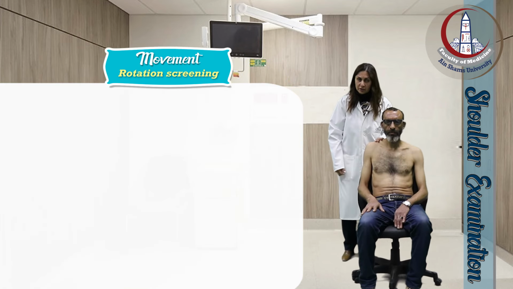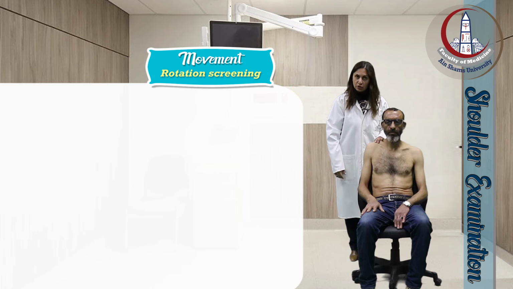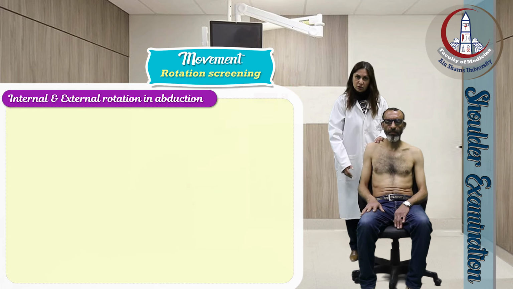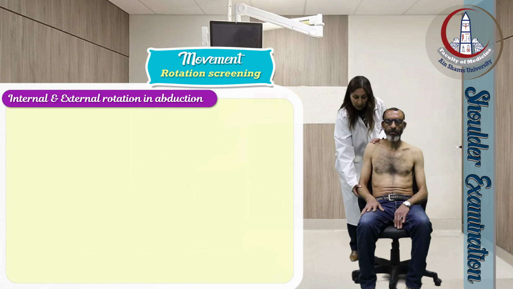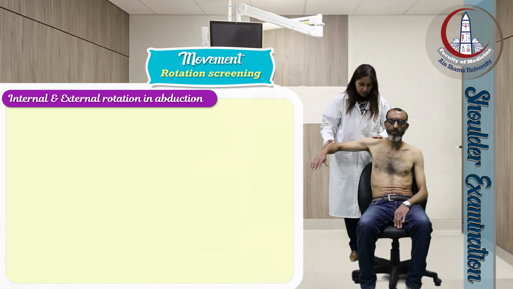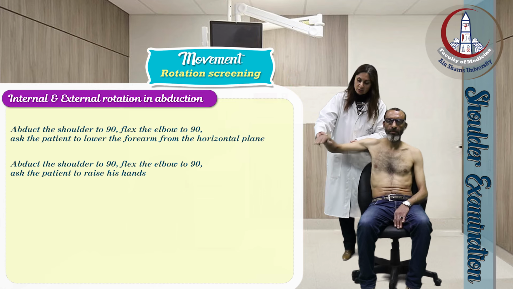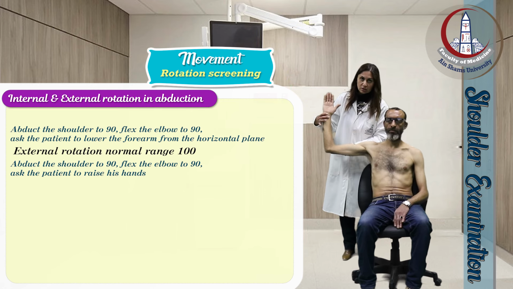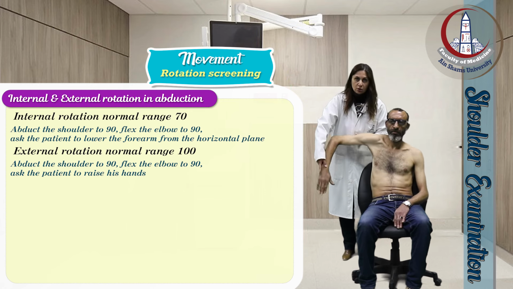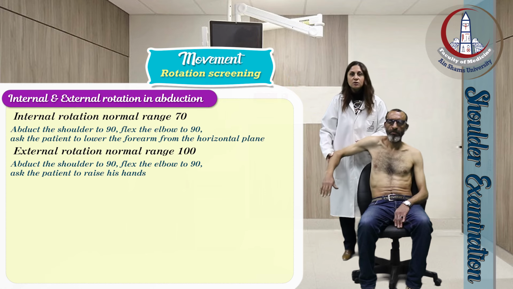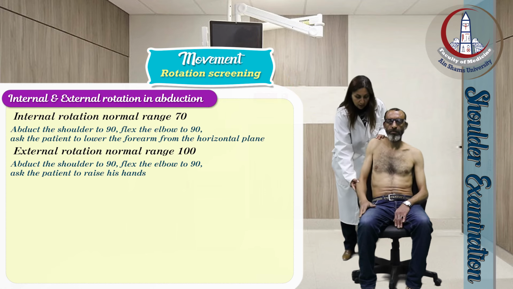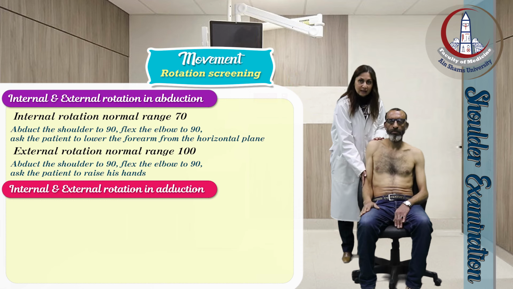Now let's check for the internal rotation and external rotation. You can check for internal rotation and external rotation in abduction. First, you abduct the shoulder 90 degrees and you flex the elbow 90 degrees, and then you can check for external rotation and internal rotation. You can as well check for these movements in adduction.